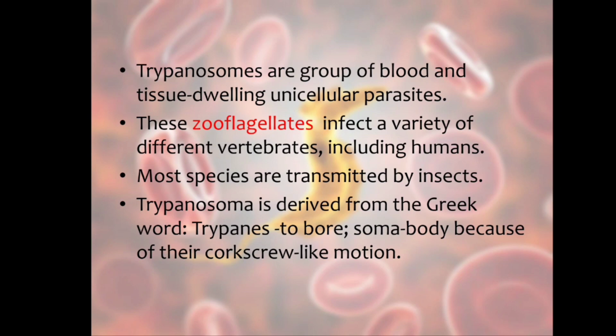The word Trypanosoma is itself derived from two Greek words, trypanes, which means to bore, and soma, which means body, because of their characteristic corkscrew like motion. Now, these trypanosomes do not have chlorophyll bearing chloroplasts as well as paramylon granules. So, they show heterotrophic mode of nutrition and more specifically parasitic mode of nutrition. They are also characterized by the possession of a flagellum, which arises near the posterior end of the body and extends towards the anterior end of the body, as we are going to look in just a minute.